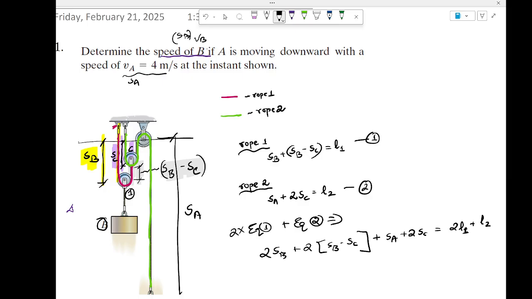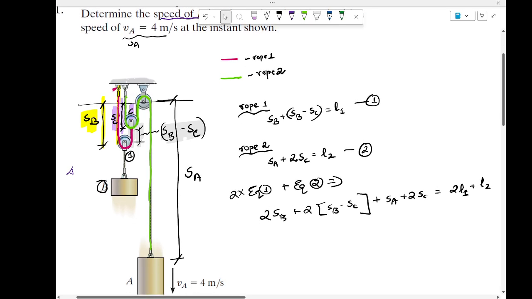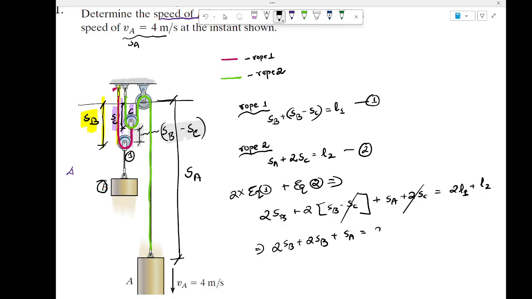Take your time. Let me know. But we have 2 more problems also, so let me know faster. Okay. Everybody understand? Agree? If you understand that, then the problem is done, literally. Because, you see, this SC and 2SC are going to go out. So we're going to have 2SB plus 2SB again plus SA equal 2L1 plus L2. You're going to write it like 4SB, right?